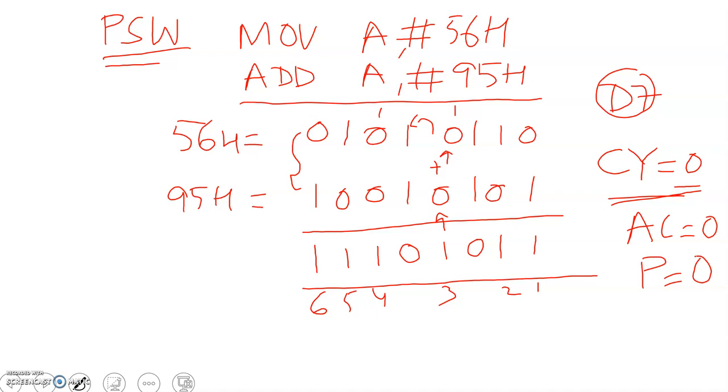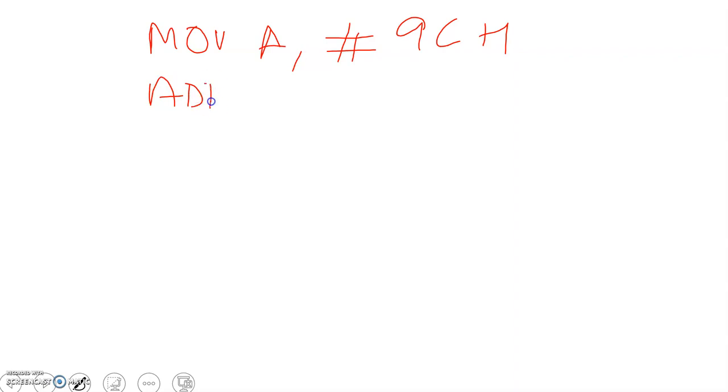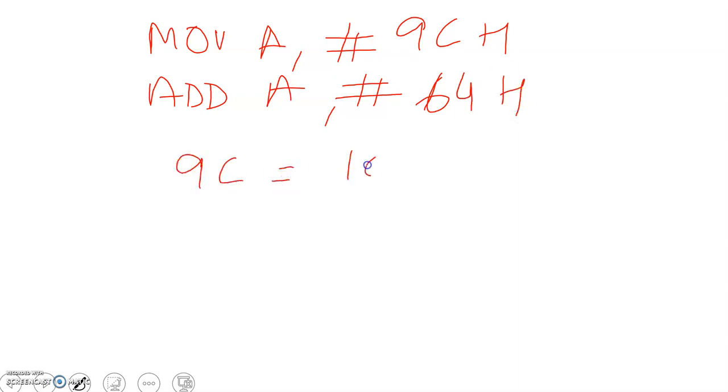Otherwise it is set to 1. Let me take one more example wherein these flags are affected. So I'm writing MOV A, #9CH, then ADD A, #64H. Let me write down the value in binary: 9C is 1001 1100, then 64 is 0110 0100.